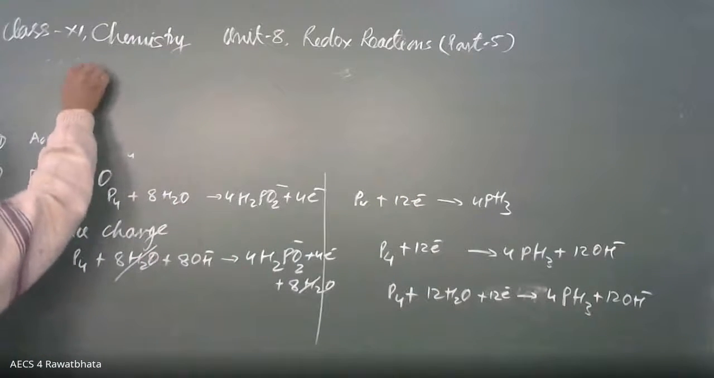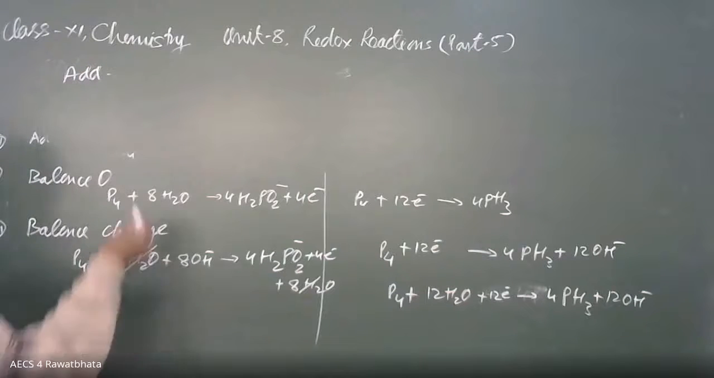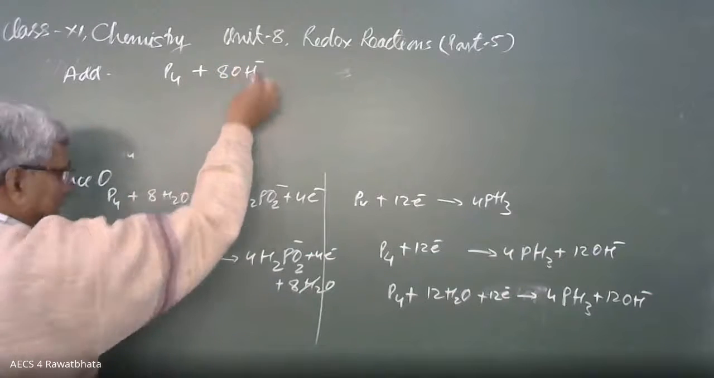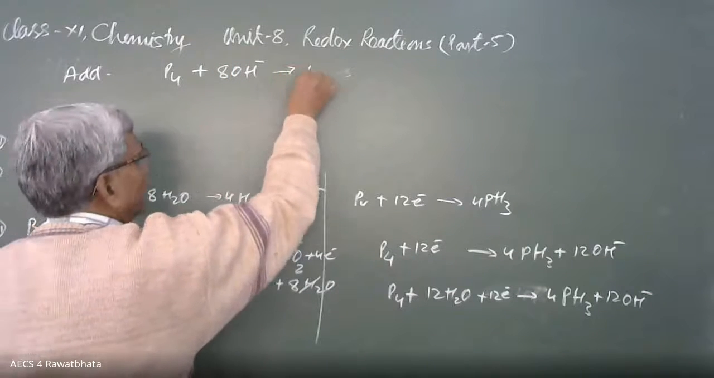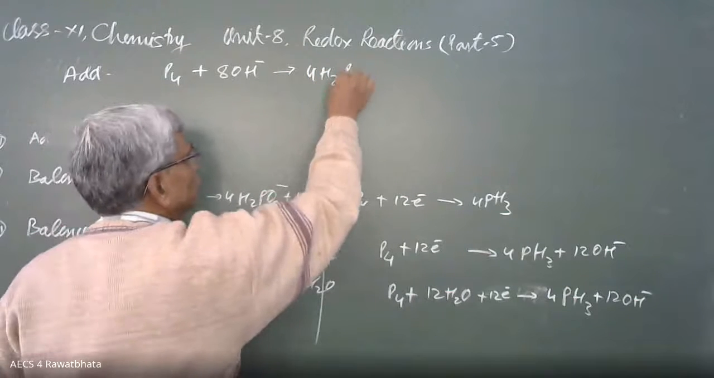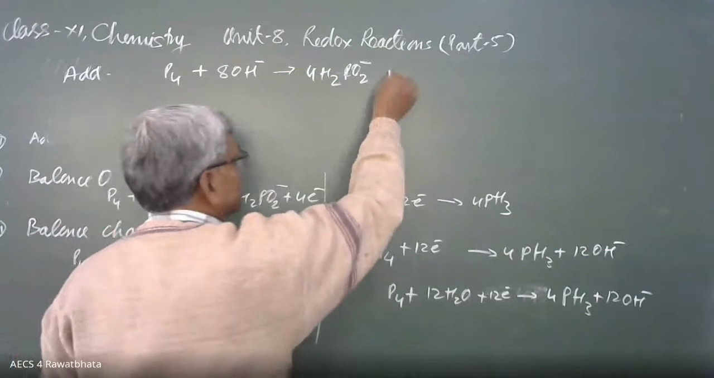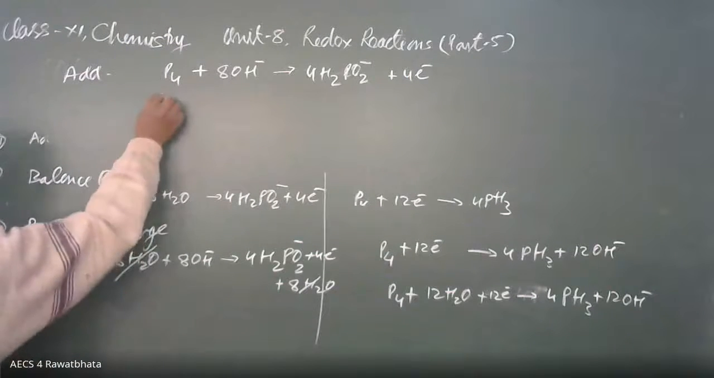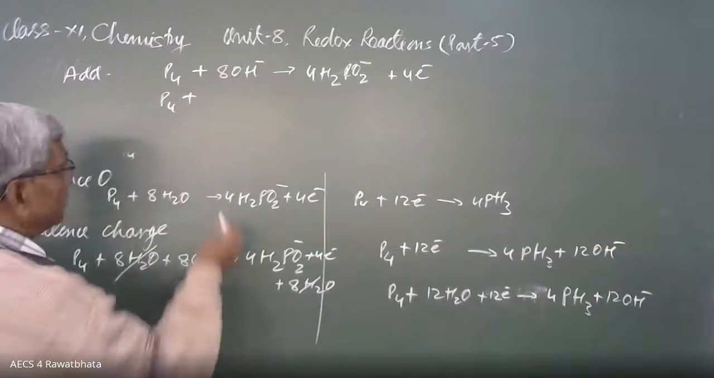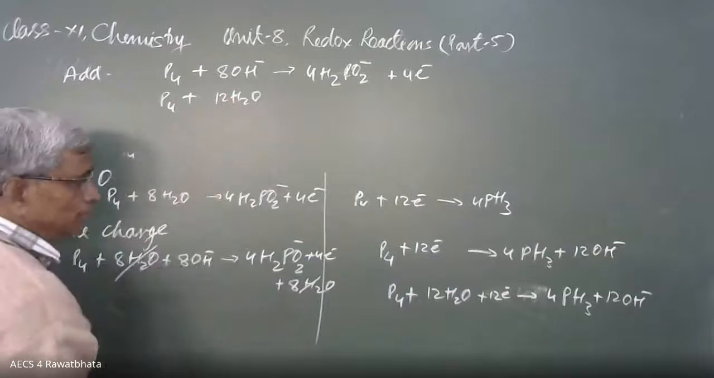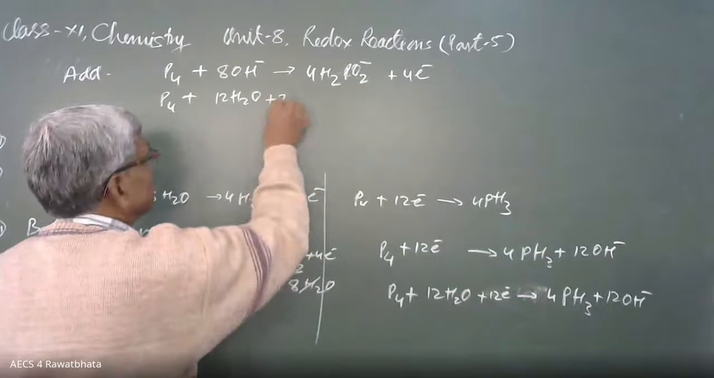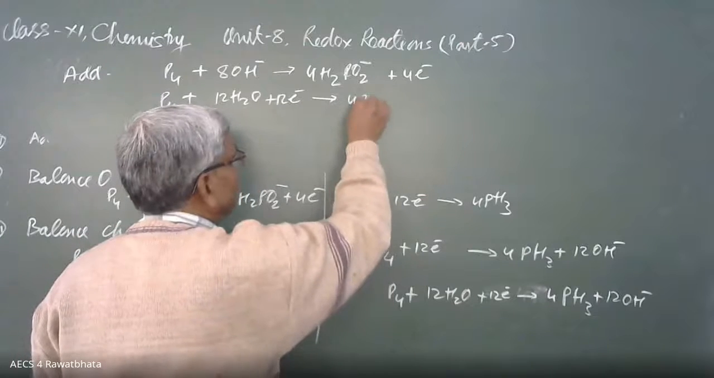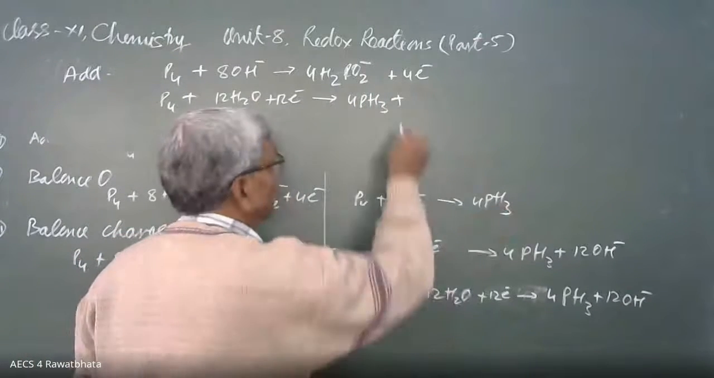Add oxidation and reduction half reactions. Please write here: P4 plus 8 OH minus gives 4 H2PO2 minus plus 4 electrons, and here: P4 plus 12 H2O plus 12 electrons gives 4 PH3 plus 12 OH minus.